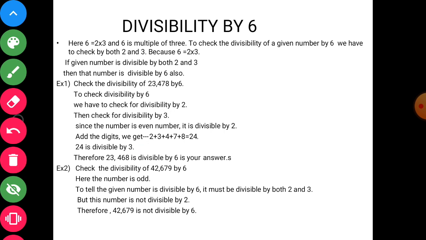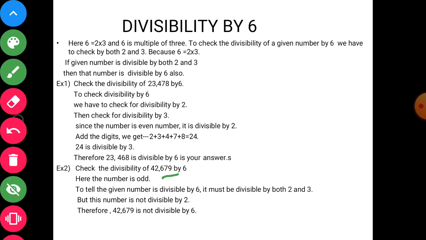Next, example 2. Check the divisibility of 42,679 by 6 is the question. Now here in the units place 9 is there. 9 is an odd number, so the whole number is odd. Now an odd number cannot be divided by 2 because 2 is an even number, so this number is not divisible by 2. 42,679 is not divisible by 2.